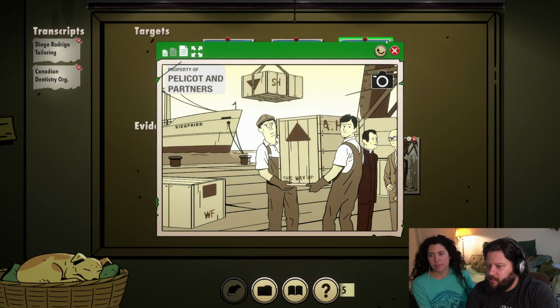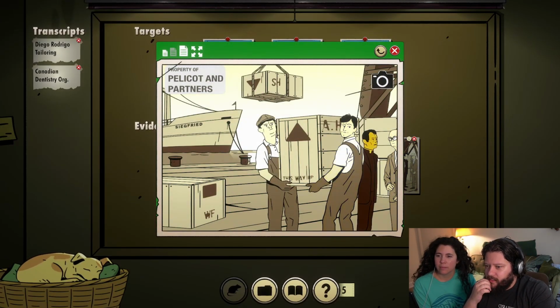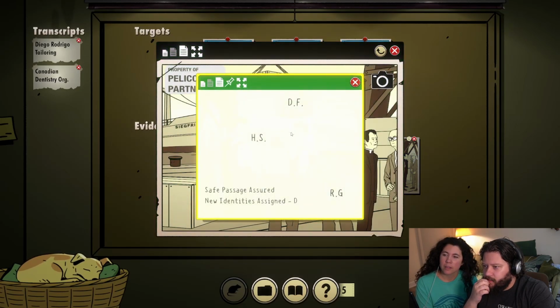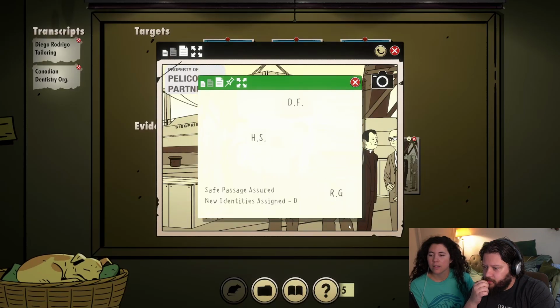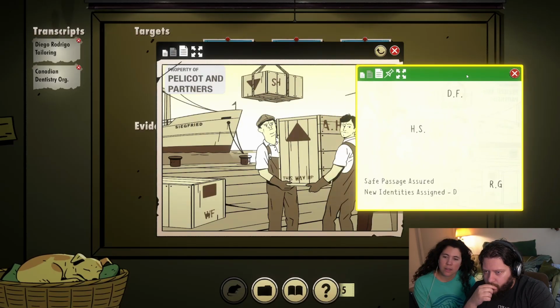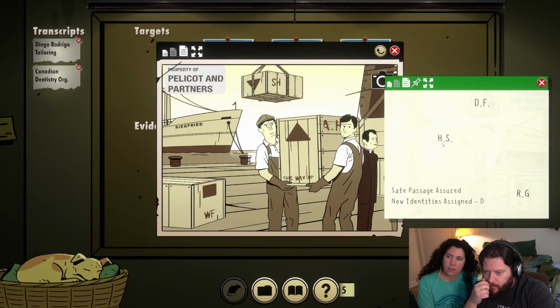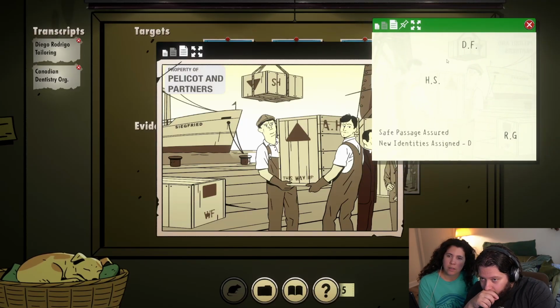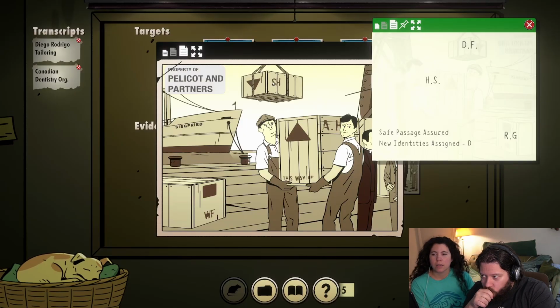Oh, there we go. Okay. It could be these guys. That looks like a priest. Okay, good. That has a flip. Oh, it does have a flip. HS, DF, RG. Identities assigned. You can kind of just make out where. So they put the HS here. The DF is up there. And the RG is down there.